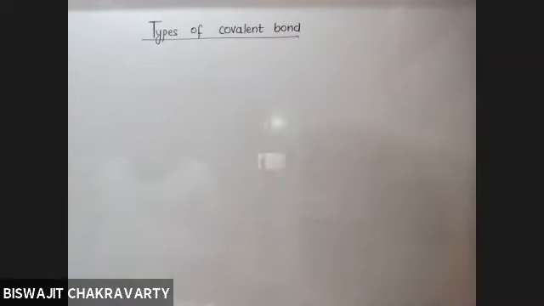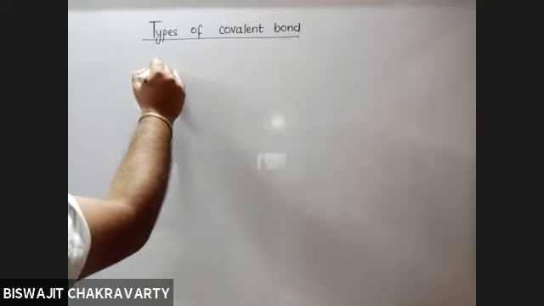So what exactly are we going to discuss under types of covalent bond? To understand the concept of types of covalent bond, I'll just consider some examples, and under the examples you will be able to know what the types of covalent bond are.